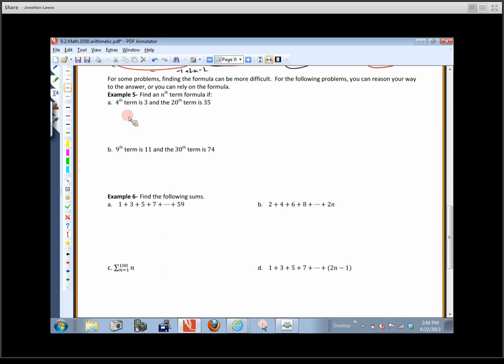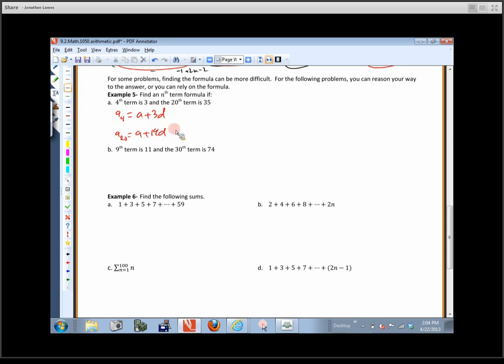Can't we find them? Sure, absolutely we can find them. And we find them using the idea, using the formula. If I'm on the fourth term, I must have taken the first term and then added how many common differences? 3. If I'm on the 20th term, I must have taken the first term and added how many common differences? 19 common differences. Are you with me?